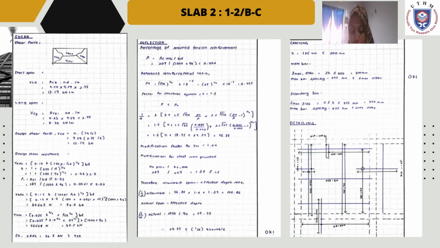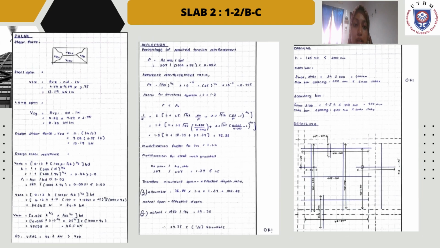Therefore our allowable span effective depth ratio is 106.86, and our actual span effective depth is 29.25. So our actual span effective depth is quite less than our L/D allowable. So this is acceptable. Next is our cracking and detailing for this project. As we can see, it is okay and acceptable also.